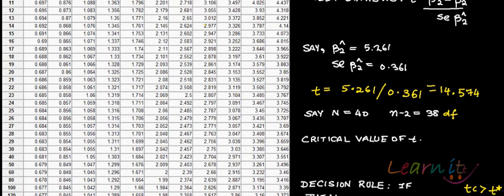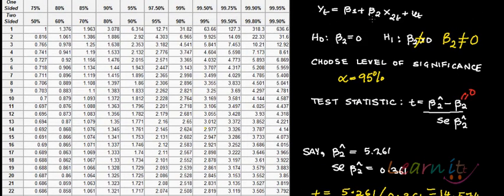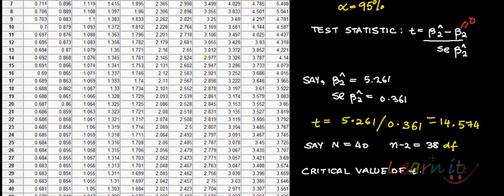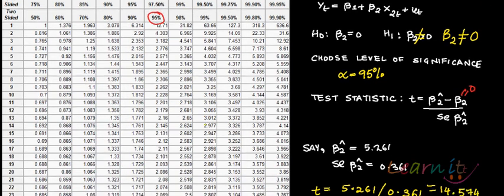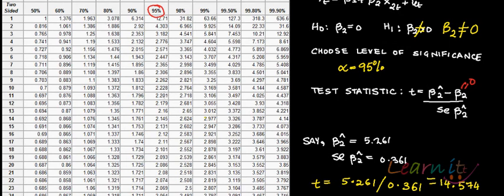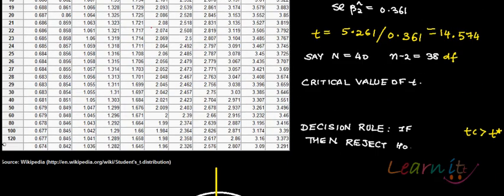Since there are two parameters to be estimated, beta 1 and beta 2, 2 degrees of freedom have gone and you have 38 degrees of freedom left. So now you will find out the critical value of t. This is the t table. For a two-sided t-test, this is the column, 95%. You will go along this column and check for 38 degrees of freedom.